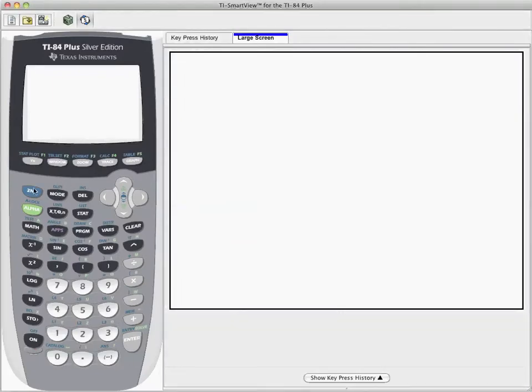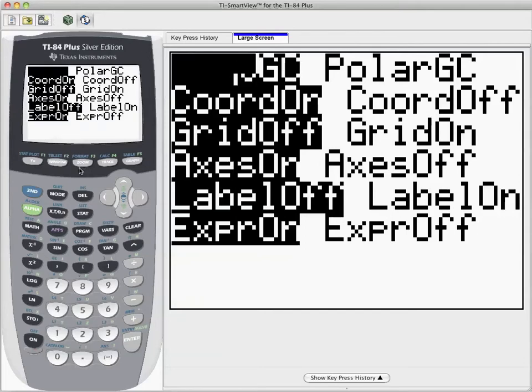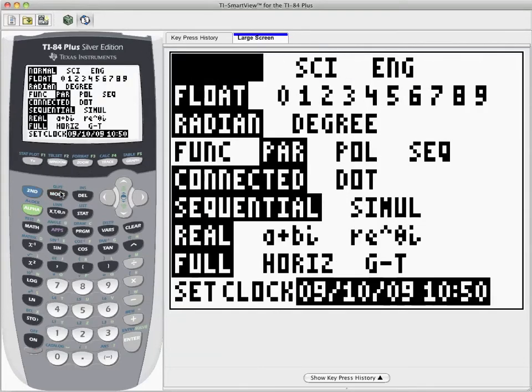Now, just a couple things real quick. If I go to, was it Format? No, Mode. Mode, I move down, and the calculator's probably set up function because we've been dealing with functions. All I'm going to do is move over to PAR for parametric and select it. So now my calculator is set for parametric functions.